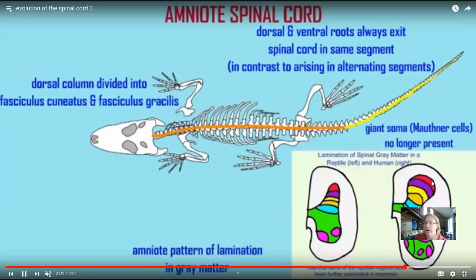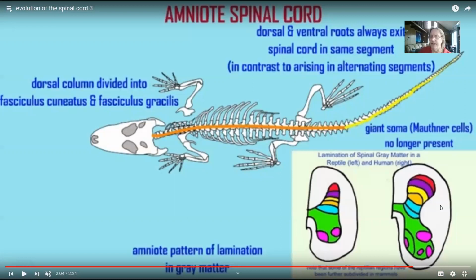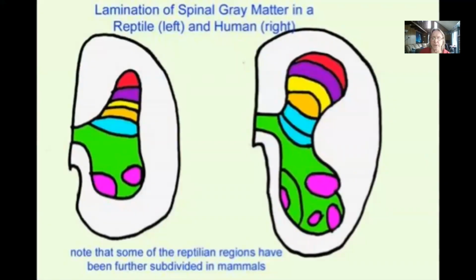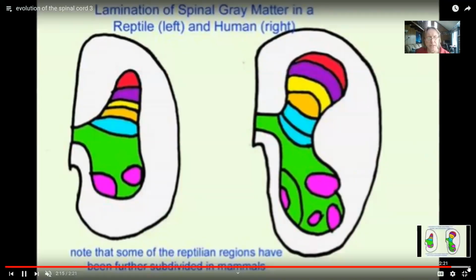When we look at how the gray matter is divided, there are certainly differences when you compare, say, a reptile to a human, as far as the organization of the gray matter. But as you can see by the corresponding colors, there is homology there as well. And so as we're studying the spinal cord, the tetrapods and later the amniote reptiles have even more similarities to the human spinal cord than we saw in the fish and the amphibians.